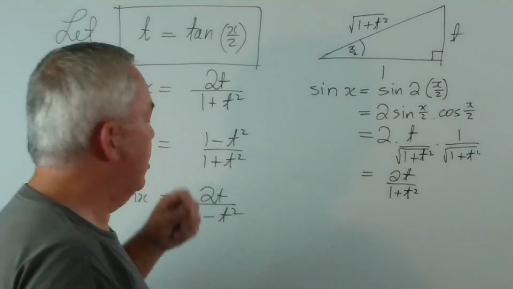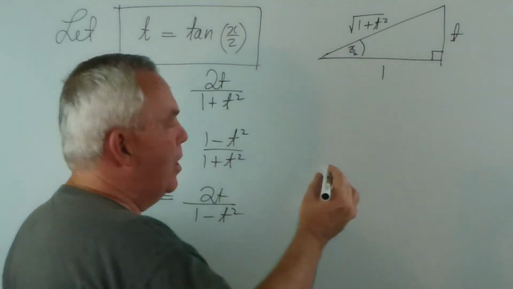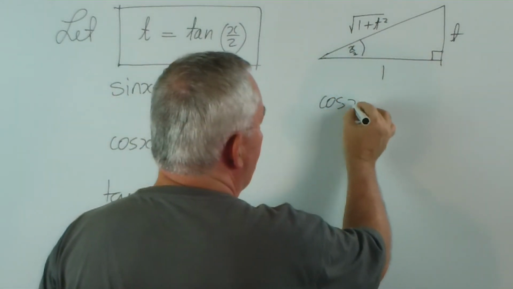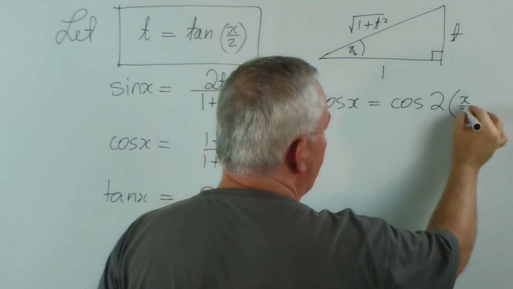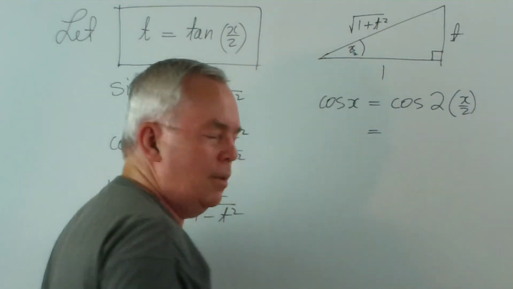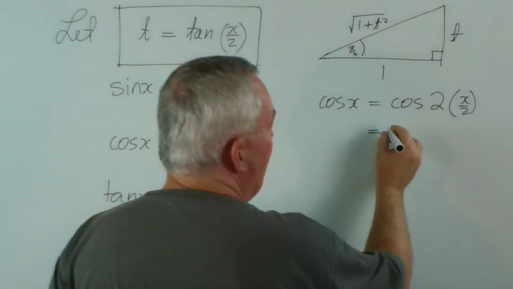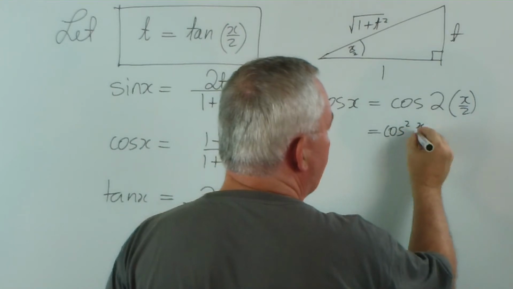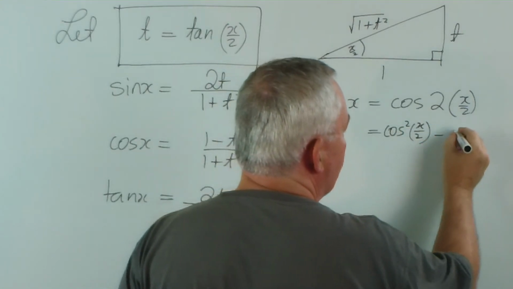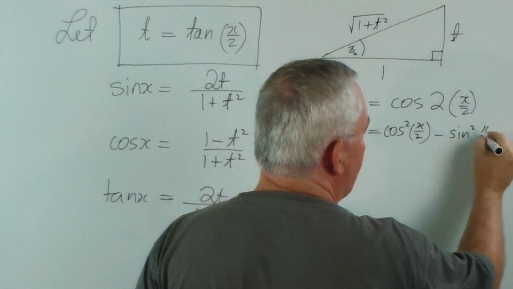Now I'm going to erase this and we'll deal with cosine. Let's have a go. The cosine of x will be the cosine of 2 lots of x on 2. And using our double angle formula for cos of 2 theta, we get cos squared x on 2 minus sine squared x on 2.